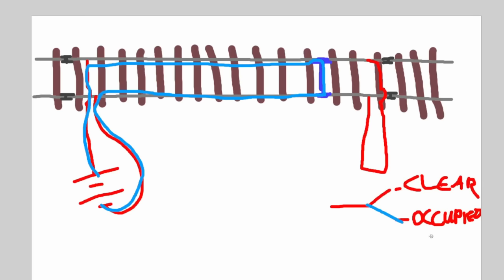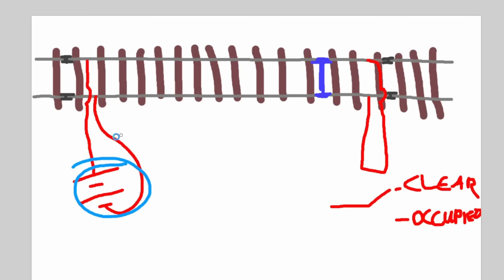And you'll note that for safety reasons, it's really critical that the relay dropping makes the track circuit occupied, because that means if we have no power, if there's a problem with the battery, if there's a problem with the rail, if we have a rail break and the circuit breaks, if the circuit breaks in any way, it says this track is occupied. You can't have a train come into this track.